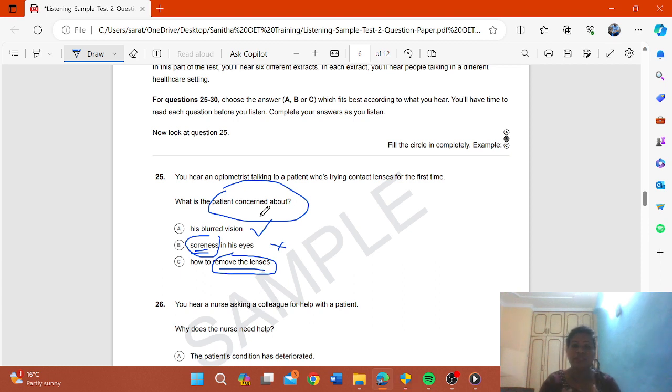So if you were to listen for any word or sentence about blurred vision, we can't hear it. They won't say the direct words or sentence, so you have to be very careful. They will say some words present in the options, so you have to choose correctly. That won't be the answer.